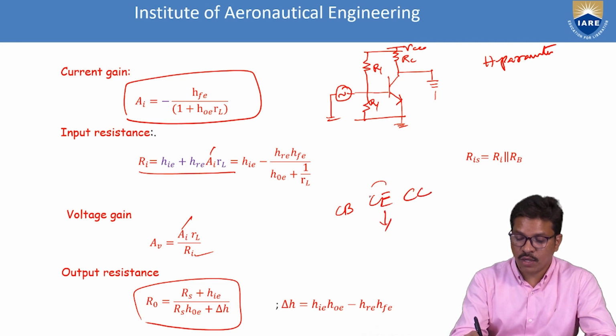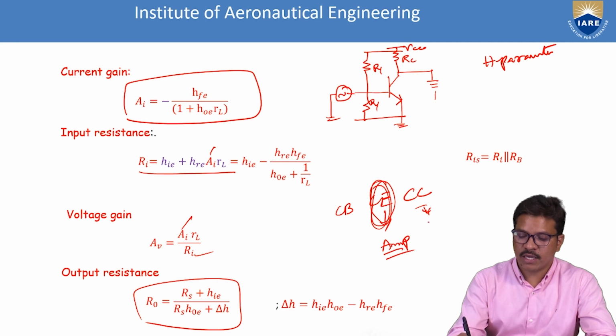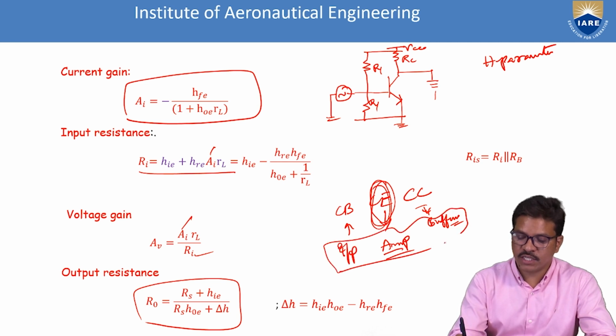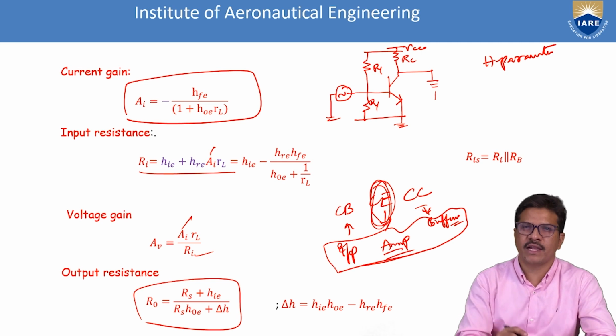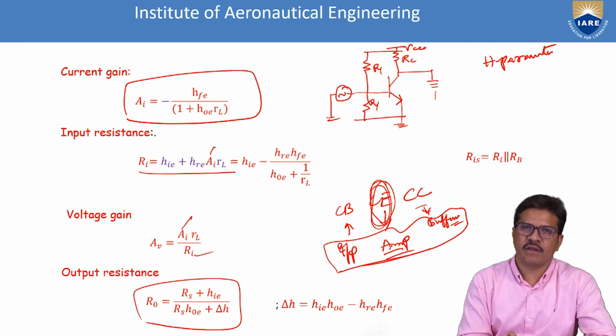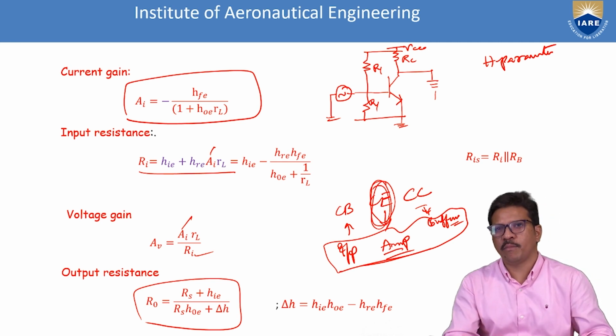Based on this only, we always prefer the common emitter amplifier as an amplifier. Common collector acts as a buffer, like at the output stage. Common base is always at the input stage. This conclusion, this inference, is drawn from the analysis of an amplifier with the help of modeling, the H parameter model.